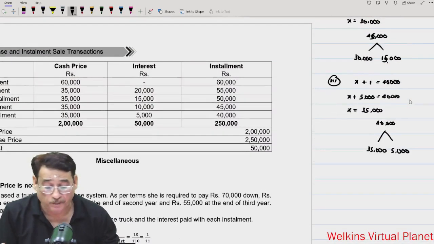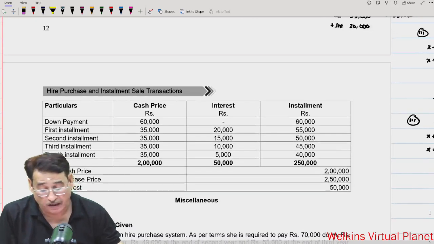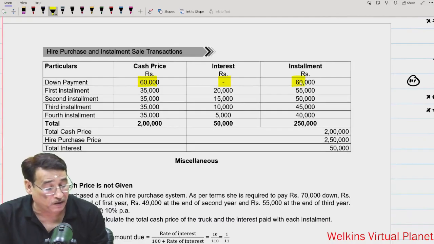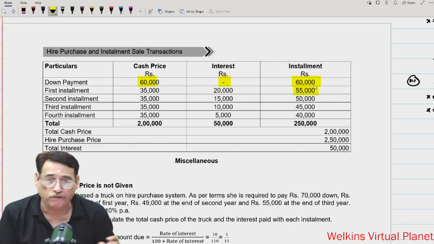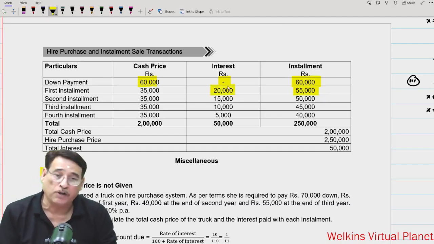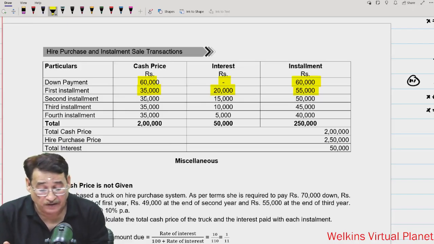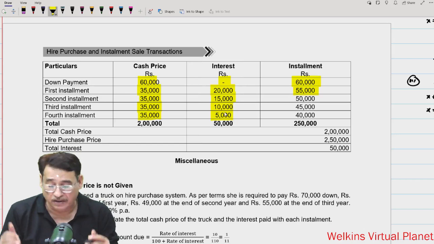So now you can prepare a table like this, which I have prepared for you. Now down payment is 60,000. You will have to write down payment 60,000, no interest in it. Installment amount 60,000. Now your first installment was 55,000, and through our computation we found out that 20,000 is the interest and 35,000 is the cash price, and so on. As you can see, that cash price is same in every installment. The difference is because of what we call interest. So this is how you will have to determine.